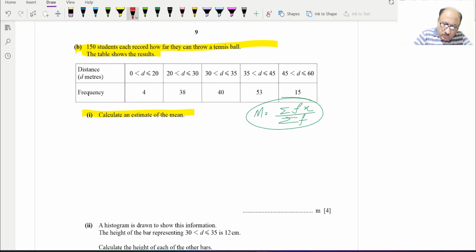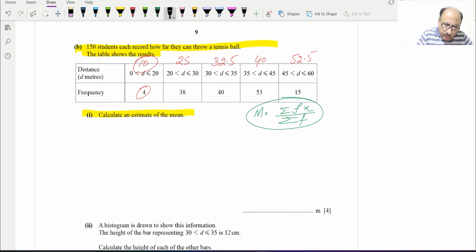So 0 plus 20 divided by 2 will be 10. The middle of 20 and 30 is 25. Then the middle value will be 32.5, and the middle of 35 and 45 will be 40, and the middle of 45 and 60 will be 52.5. Now we'll be multiplying these with the frequencies.